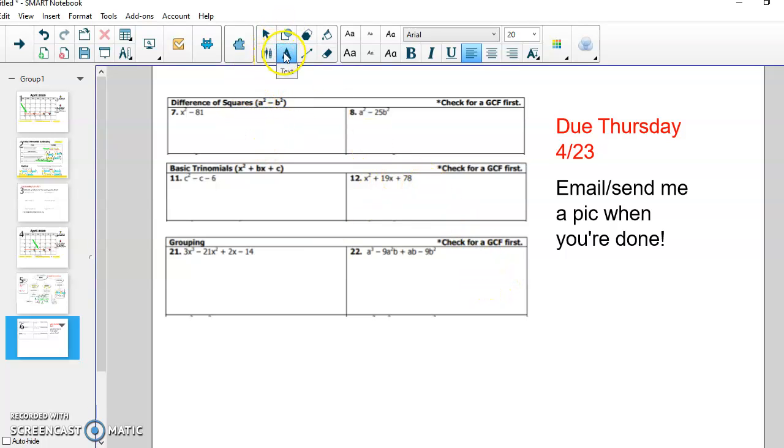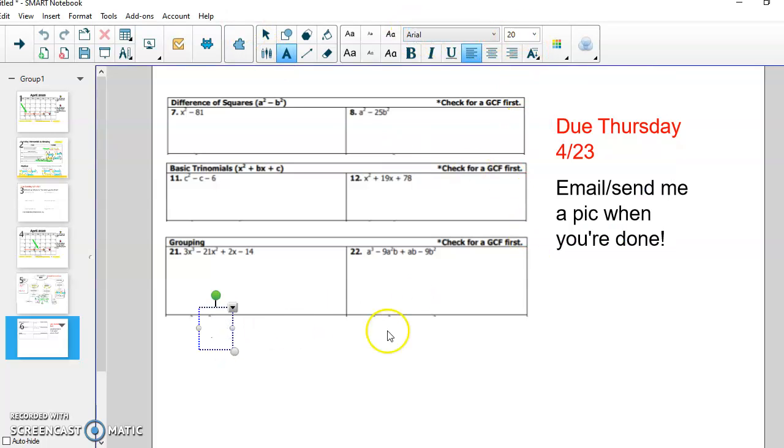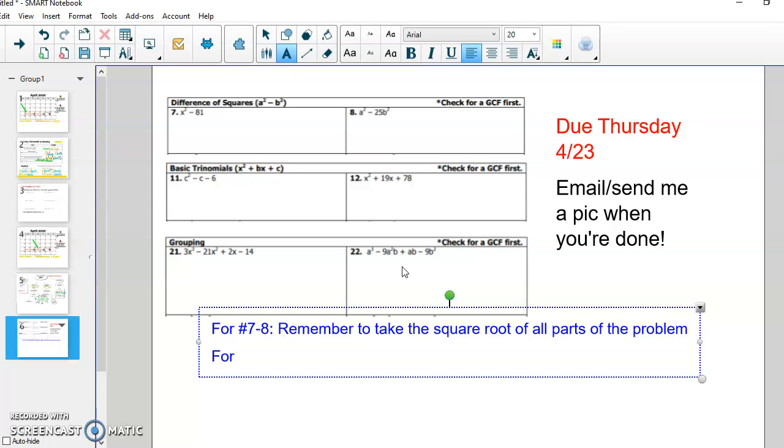So let's go ahead and I'm going to type in a couple hints here for you just so we don't forget, and also just to kind of help us out as we're working through these different problems, because I know it might have been a while since you've done these originally. So for numbers 7 and 8, you want to remember to take the square root of all parts of the problem, okay? And you're going to just fill in those two sets of parentheses. For number 11 and 12, you want to remember to use the snowflake method. If you have used another method to do your factoring, that's fine. Just make sure you're paying attention to the fact that there is no value in front of our variables here.